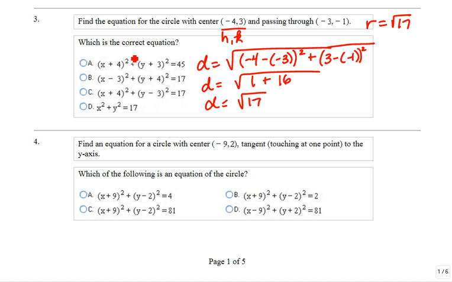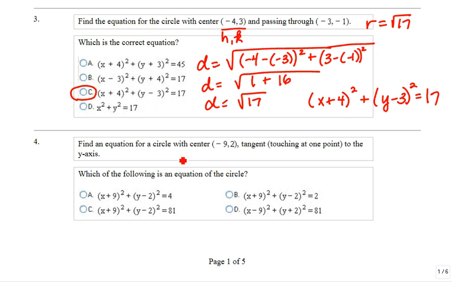So to put it in the standard form, we would have x minus a negative 4, which would become x + 4, squared, plus y minus k, which is (y - 3)², is equal to the radius squared. So when we square the square root of 17, we just simply get 17. So that one is C.